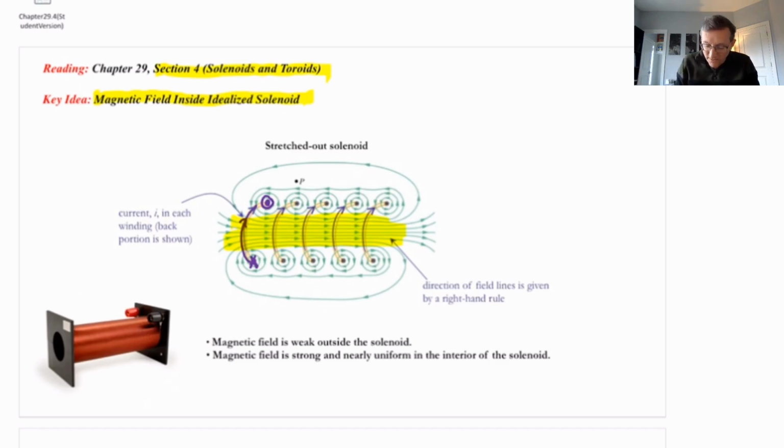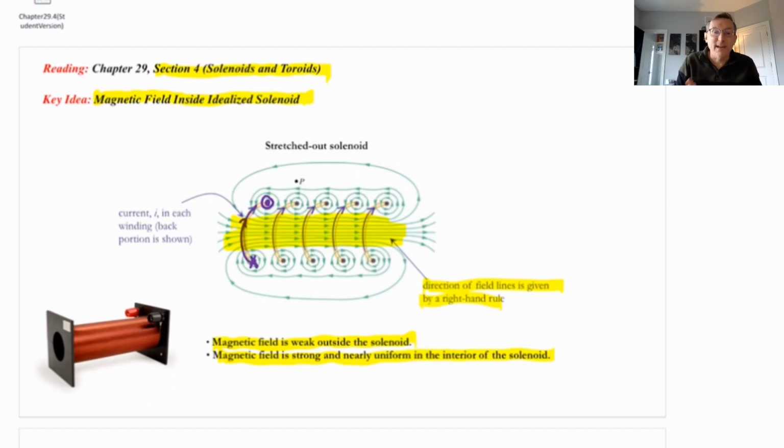So those are the things we observed just from the field line drawing. The magnetic field is weak outside the solenoid. The magnetic field is strong and nearly uniform in the interior. And the direction of those field lines and of the field is given by yet another variation on the right-hand rule, just a kind of shortcut way to figure out the direction.